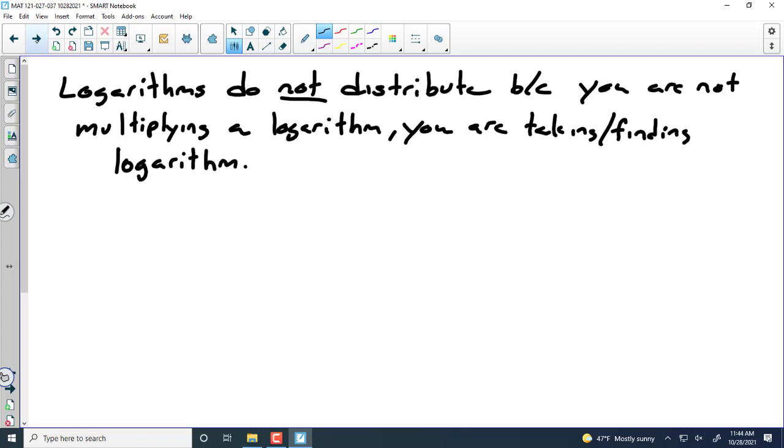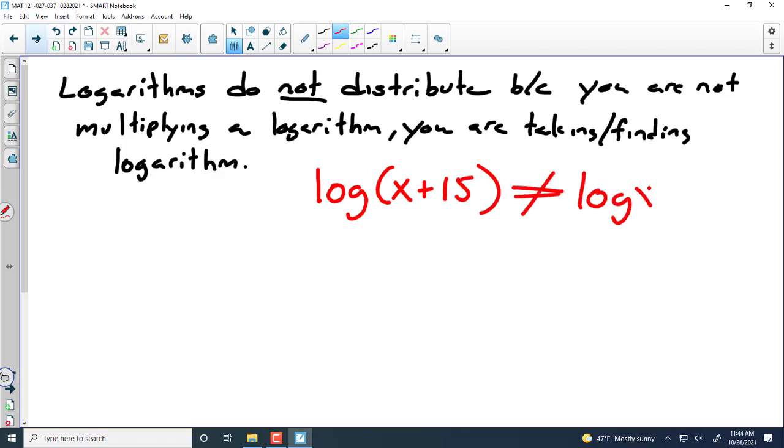I mentioned before there are rules that we try to make up that aren't real rules, and this is a big one that people think they can do. We put it in red because it's so bad and evil, and I never want you to do this. It looks like it should work, but it doesn't, everyone. Because you're not multiplying by logarithm, so it's not a distributing situation. You are taking the logarithm of x plus 15. So the log of x plus 15 is definitely 100% not the log of x plus the log of 15.